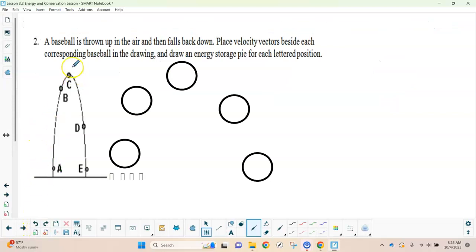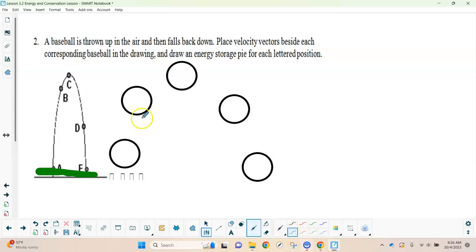Same kind of idea. A ball is thrown up in the air. It falls back down. Draw velocity vectors beside each corresponding ball in the direction. Draw an energy storage pie chart for each letter position. So we're going to do A, B, C, D, and E. We're just going to say it's starting at the ground level to make it easier. So it's starting at the ground here. It's being thrown up. It's coming down. This is moving the whole time, so we're always going to have kinetic energy.